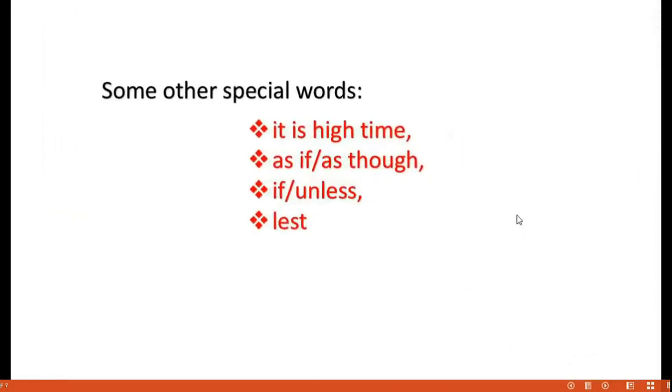This is our last slide, and in this slide we find some other special words. There, it is high time, as if or as though, if, unless, and lest. My dear students, in my previous lectures, while discussing the rules of using verbs, I discussed the uses of these special words. And if you cannot remember the uses of these special words, please follow my previous lectures on the rules of using verbs.